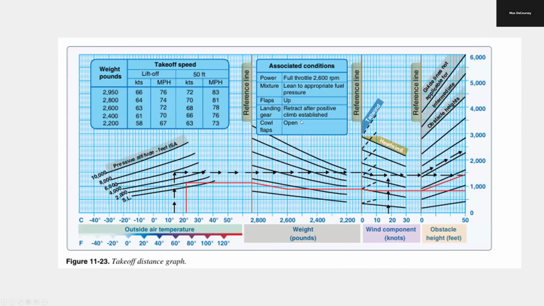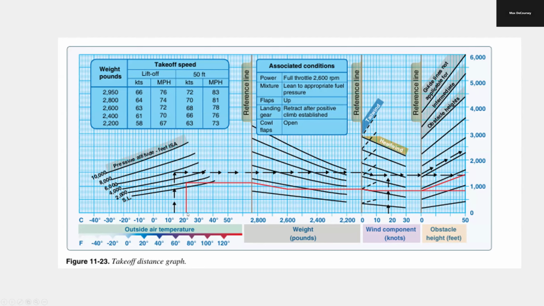This is a spaghetti chart right here. You can see these sometimes. Piper likes to use spaghetti charts. I think the Diamond has spaghetti charts in them too. This is just a way to calculate your takeoff and landing distance. So let's do this example problem right here. You'll start with your outside air temperature. We would have already calculated our pressure altitude.